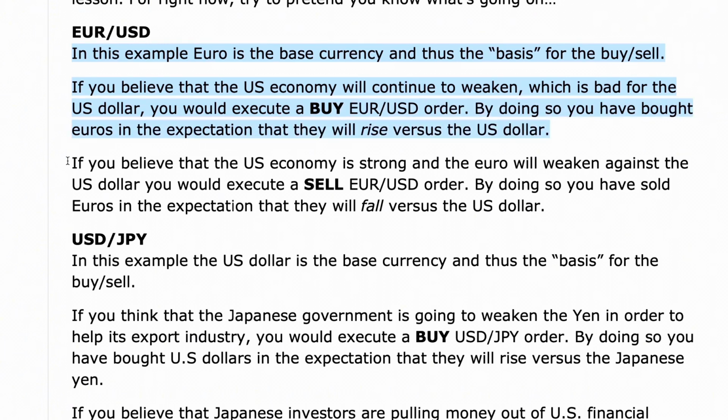Then the other scenario is if you believe that the US economy is strong and the euro will weaken against the US dollar, you would execute a sell EURUSD order. Remember, here we think the US economy is strong. By doing so, you have sold euros in expectation that they will fall versus the US dollar.